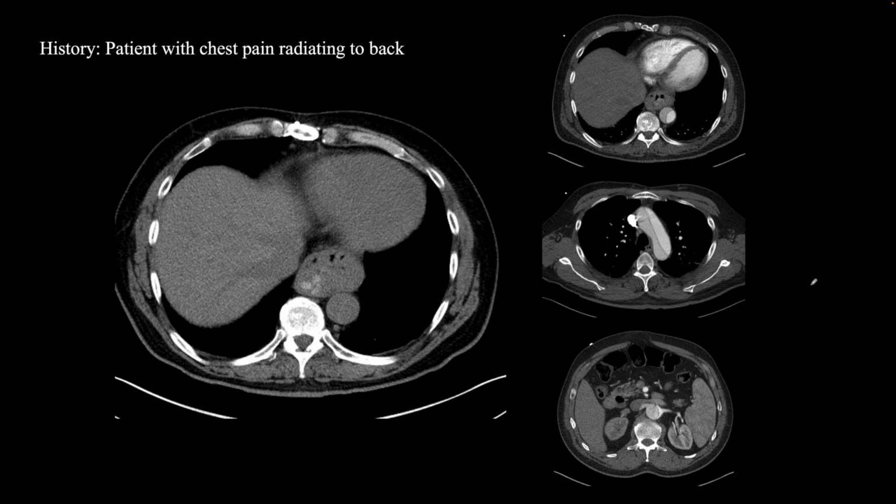All right, another interesting patient with chest pain radiating to the back. At that time, they did not want to give contrast to the patient because of risk to the renal function. But their suspicion for an aortic dissection was very high. And on this single image, I'm showing you a small to moderate size hiatal hernia. And look at the aorta. There is a slight hyperdensity seen right there.